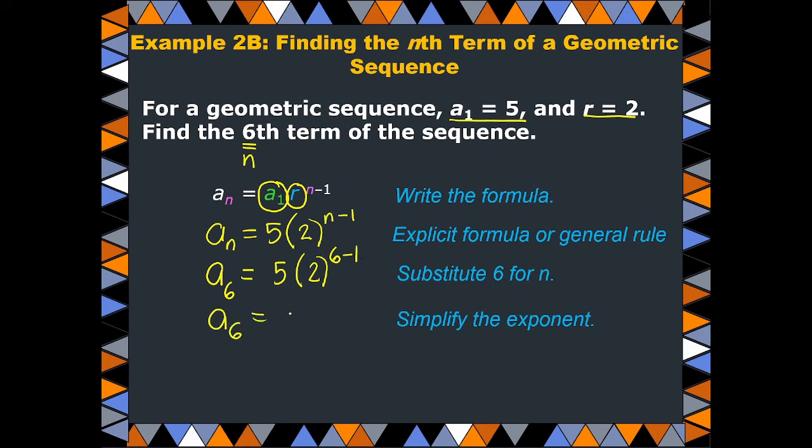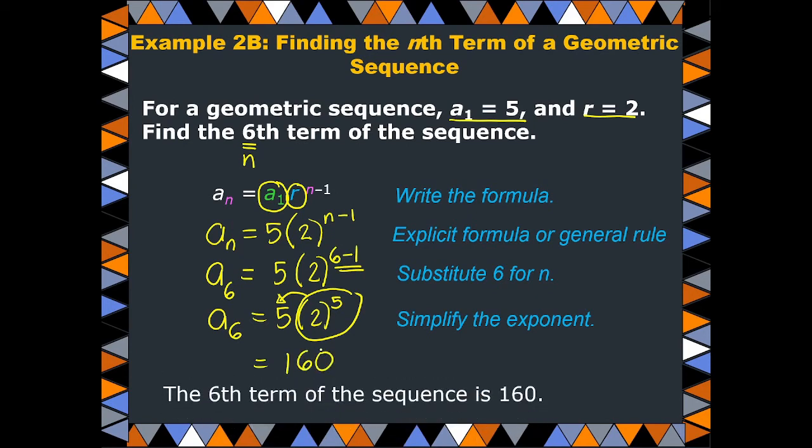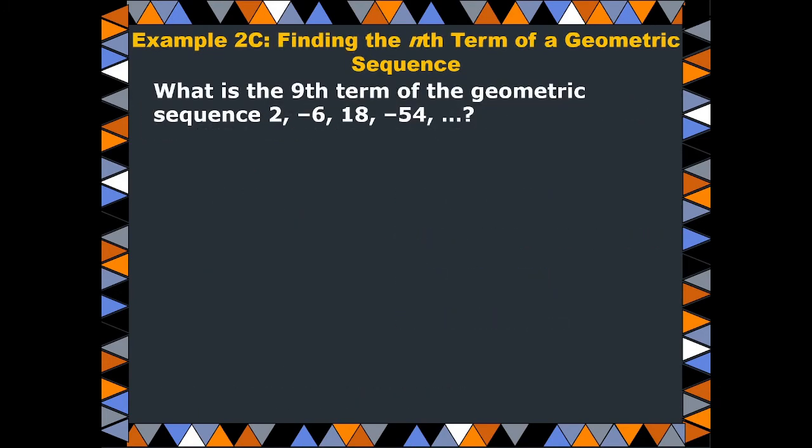A sub 6 equals 5 times 2 raised to 5. So using your calculator, 2 raised to 5. Again, you start with this. Then whatever the result there, you multiply that by 5. 32 times 5, you'll be getting 160. Meaning, the sixth term of the sequence is 160. Okay, now let's have our next example.